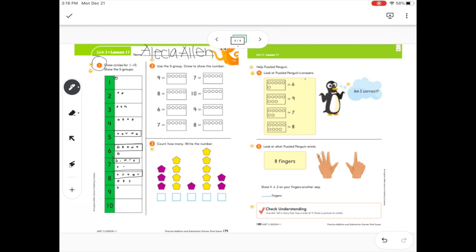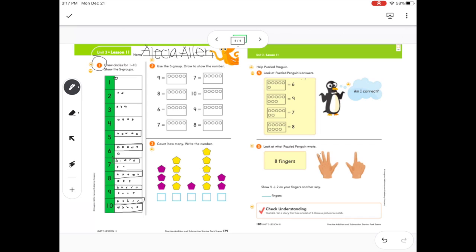1, 2, 3, 4, 5, 6, 7, 8, 9. Notice how all of my work is very organized, and I'm still putting a rectangle around my 5 group. 2, 3, 4, 5, 6, 7, 8, 9, 10. I have a 5 group right at the top. And look down here. 1, 2, 3, 4, 5. I have another 5 group to make 10. So I have 2 5 groups in my 10 box.